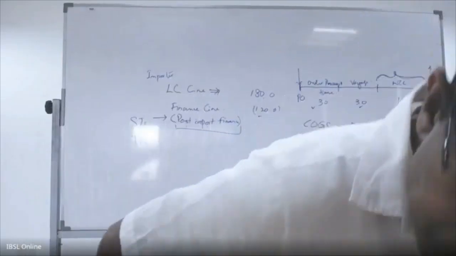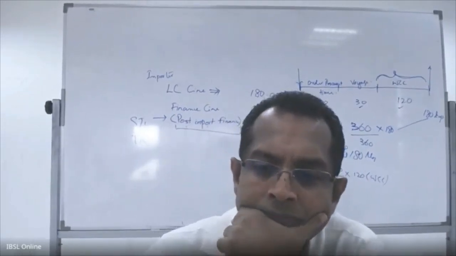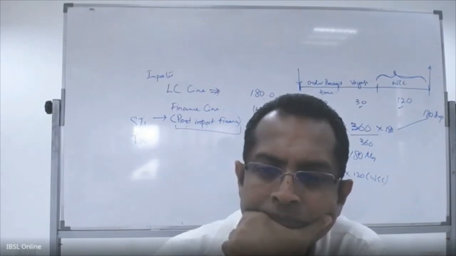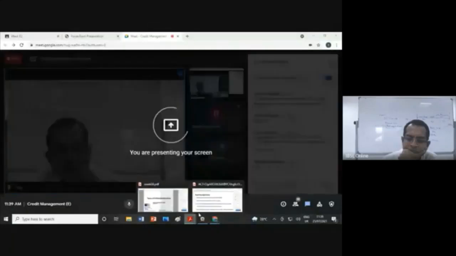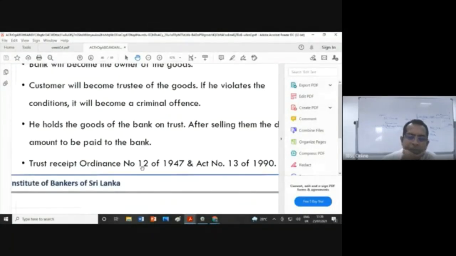Right? Trust receipt loans are governed by the Trust Receipt Ordinance No. 12 of 1947 and Act No. 13 of 1990.